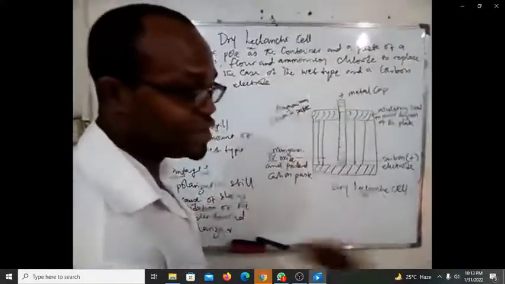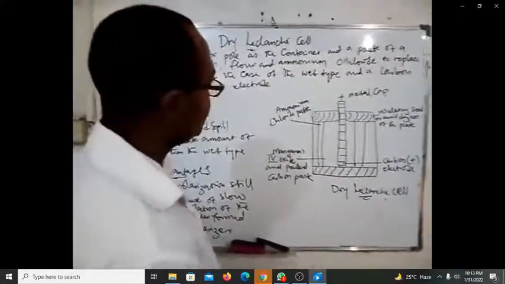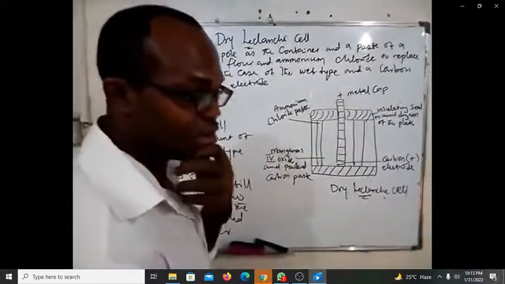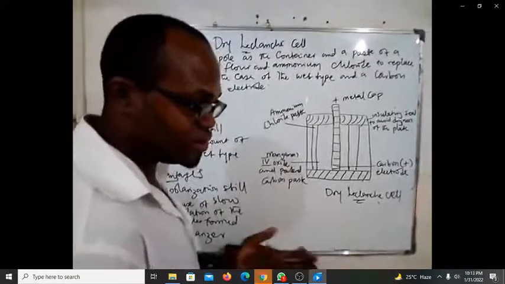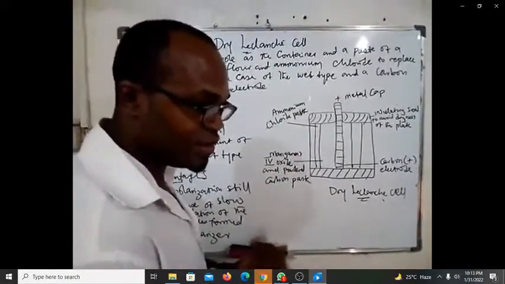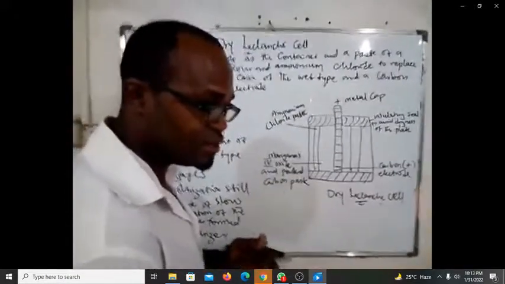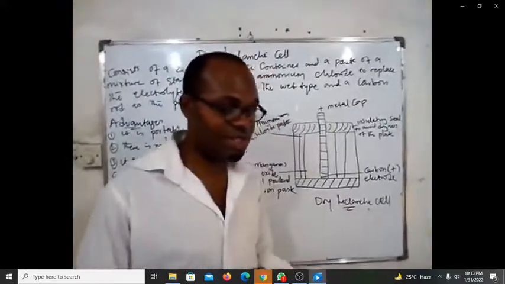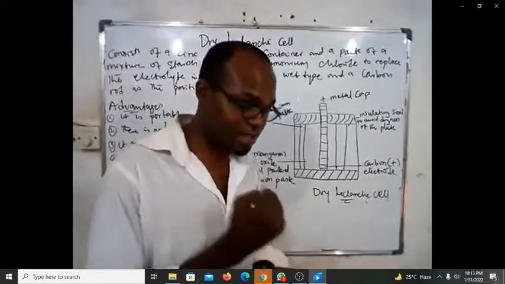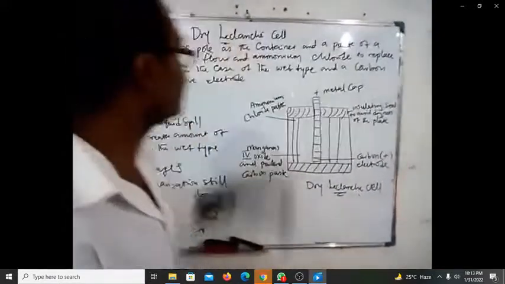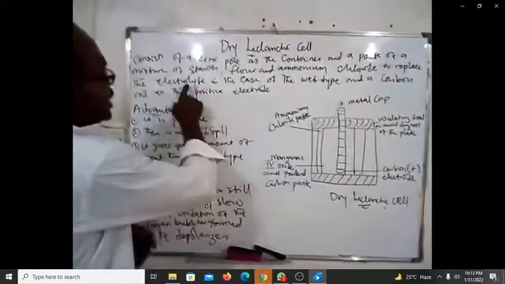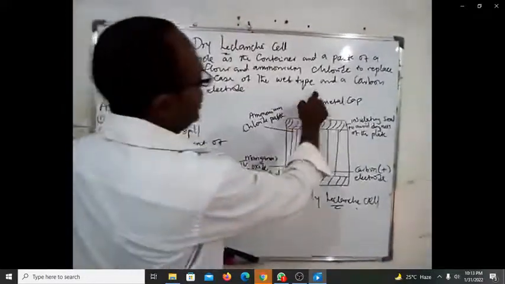In the wet type, you use electrolyte. But here you use a paste. You know what a paste is? Something that is not liquid. Your toothpaste, you see the way your toothpaste is. What of your tomato paste? The one that they put in tin tomato. It's normally thick, is it not? So you use a paste there. So it replaces the electrolyte in the case of a wet type.